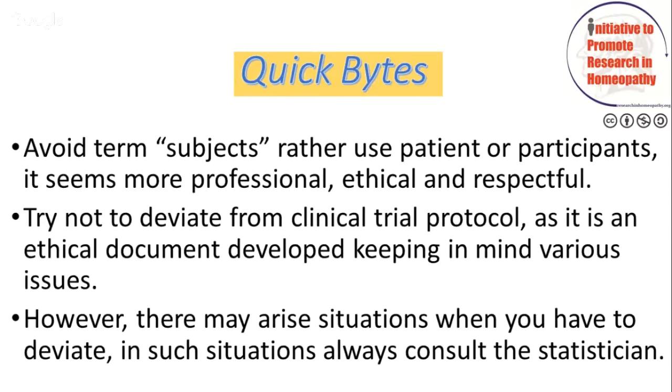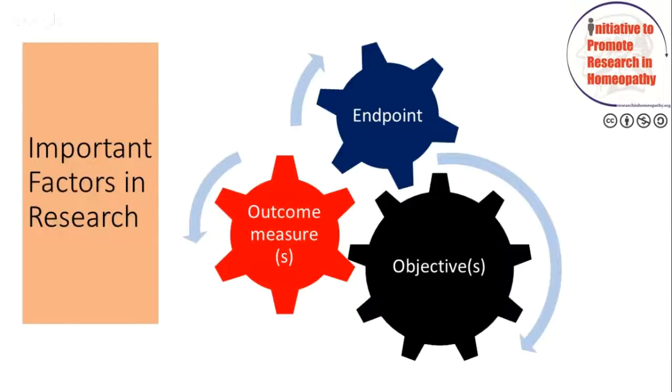We should try not to deviate from the clinical trial protocol as it is an ethical document which is developed with hard work, keeping in mind various issues. However, there may be some situations when you have to deviate, but that deviation must be in consultation with the statistician. Always remember these three things: the outcome measure, endpoint, and objective define your research. All other things support these three, which are the most important things in research.